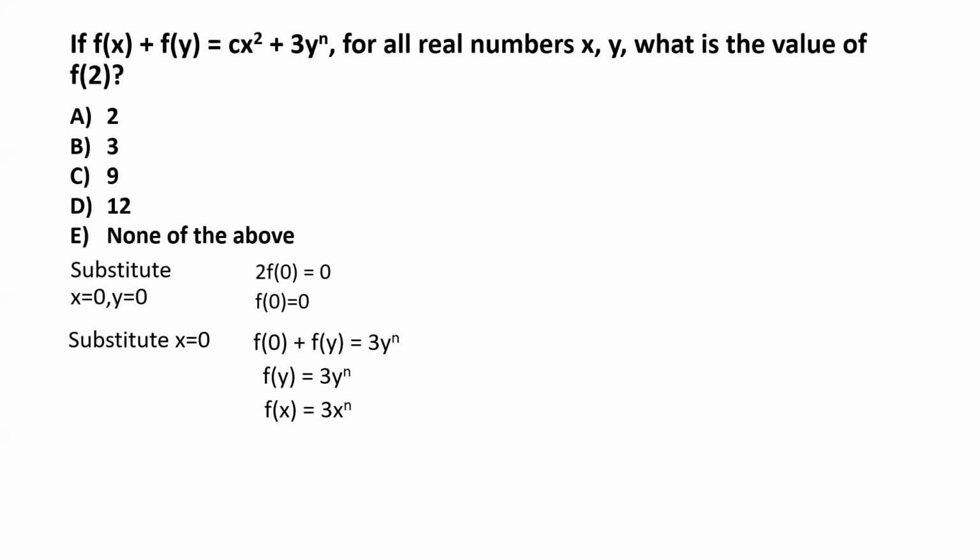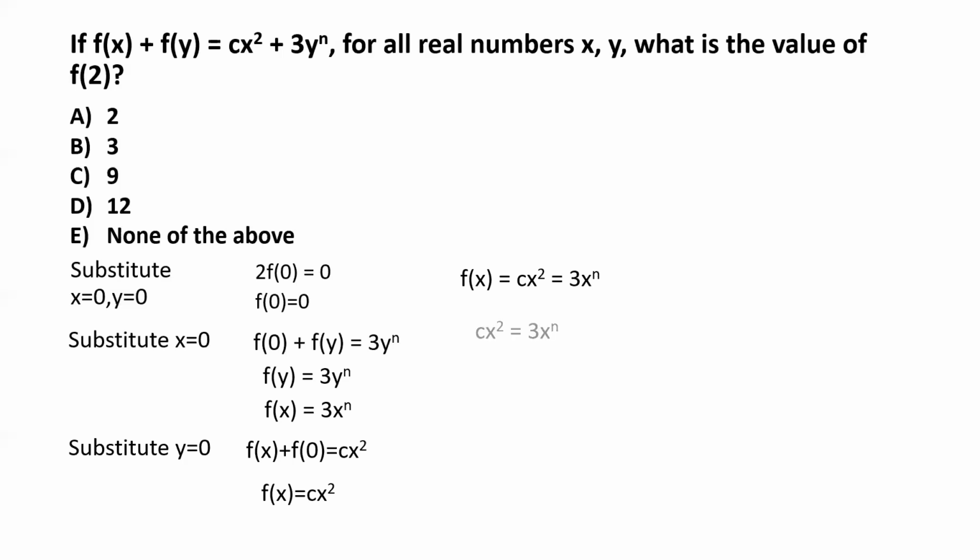For the next step, we substitute y equal to 0, and this time we end up with f(x) plus f(0) is equal to cx². And again, f(0) is equal to 0, so we have f(x) is equal to cx². Now, if we put these two together, we basically end up with f(x) is equal to cx² equal to 3x^n. So from this, we have this relationship, cx² is equal to 3x^n. Now, what do we do from here on?